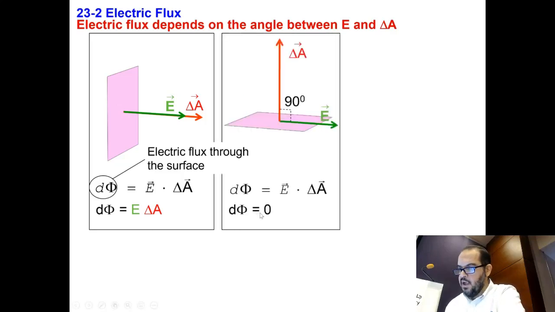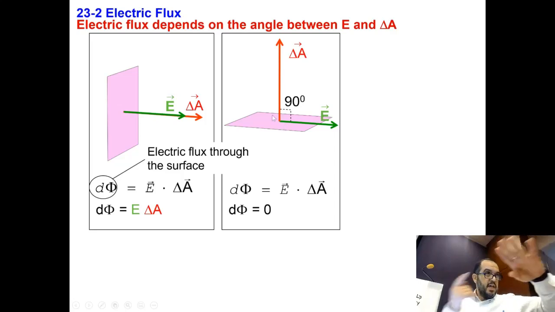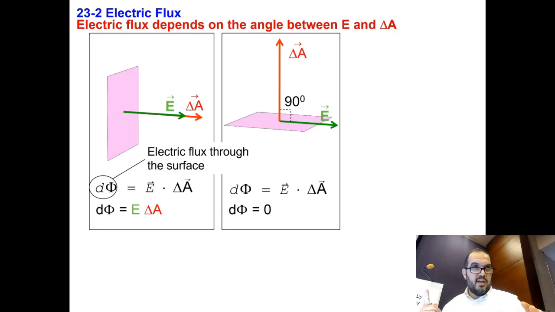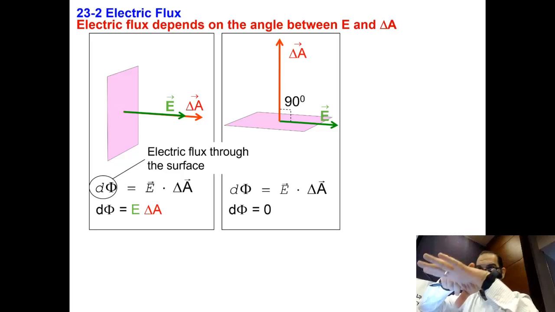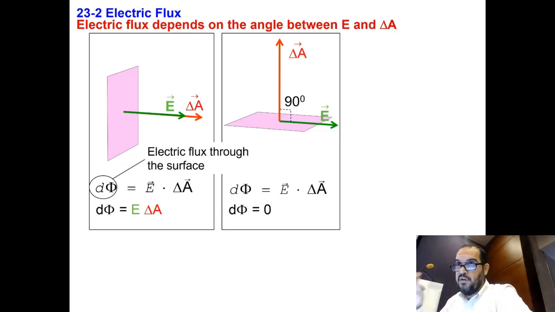Let's take another situation. Let's assume, for example, here the electric field is tangential to the surface or parallel to the surface, hence it's perpendicular to the area vector, because the area vector is always perpendicular to the surface. Okay, so if you do the flux in this case, what is the angle? The angle between the area vector and the electric field is 90 degrees. Cosine of 90 is 0. So in this case, the flux through this area is going to be 0. So if the electric field is tangential to the surface, then the flux of the electric field through that location is 0.